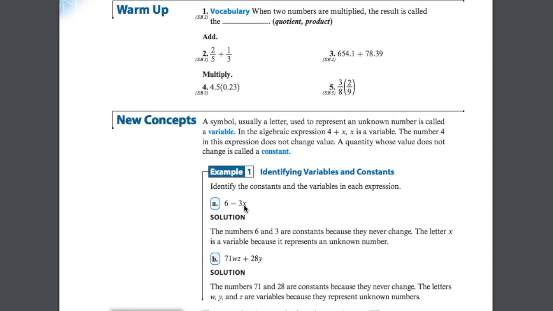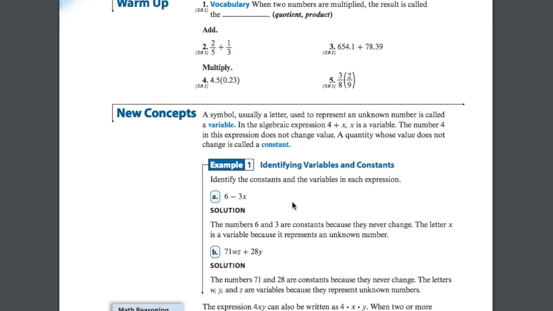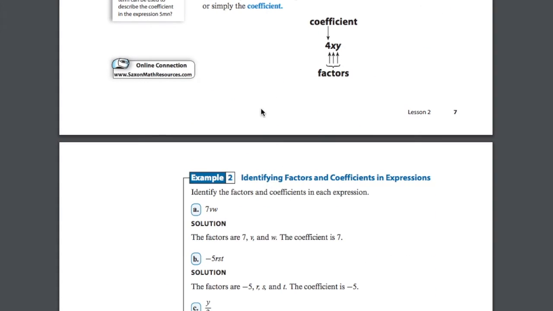Variables, again, are each of the letters that represent a number in an algebraic expression. The constants are going to be considered the numeric values for each of those. You understand that there are also different ways in which we would label these as factors or coefficients.